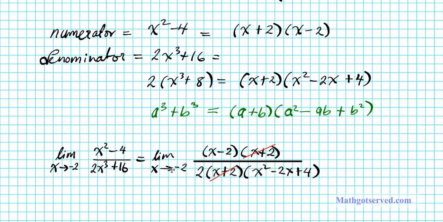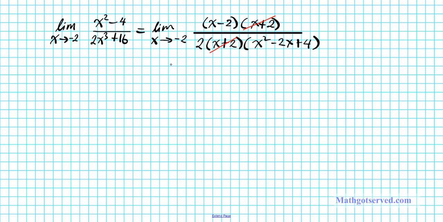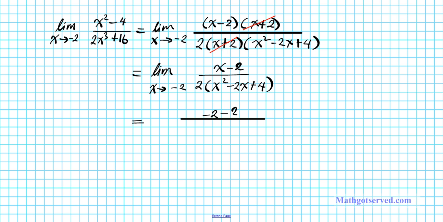Now, let's plug in negative 2 into the function that's left behind after taking out the removable discontinuity. Let me just rewrite it so you can see what we have. We have the limit as x approaches negative 2 of (x minus 2) divided by 2 times (x squared minus 2x plus 4). So this one we'll find by substitution. In the numerator we'll have negative 2 minus 2, divided by 2 times (negative 2 squared minus 2 times negative 2 plus 4).